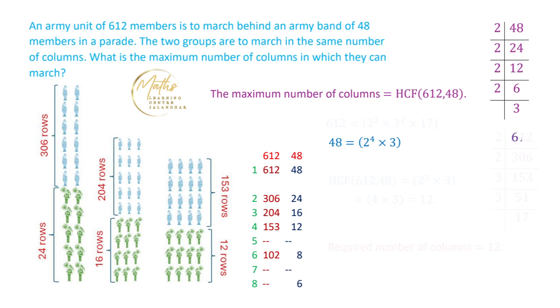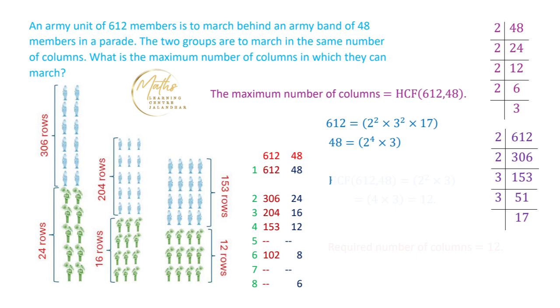Then prime factorization of 612. We are saying it is divisible by 2. The quotient is 306. It is again divisible by 2. The quotient is 153. It is divisible by 3. The quotient is 51. This number is again divisible by 3. The quotient is 17. So prime factorization of 612 is 2 raised to the power 2 into 3 raised to the power 2 into 17.